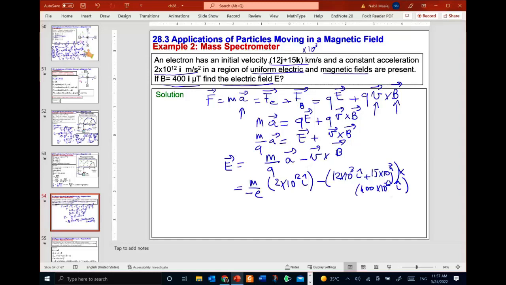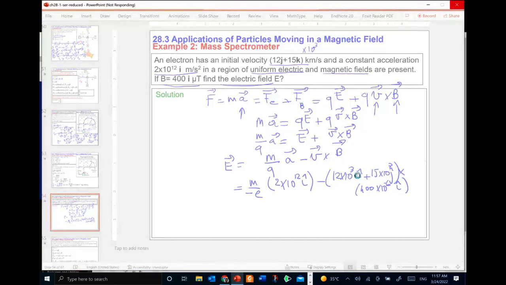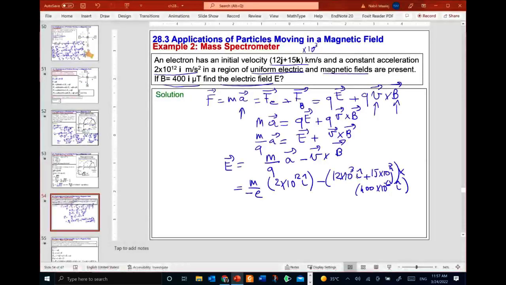Okay, so the velocity vector, oh sorry, thank you. You see that you can easily make a mistake between I and J. So it's J, not I. Otherwise you get confused. Okay, so now let's do this. So mass of the electron is 9.11 × 10⁻³¹ divided by minus 1.6 × 10⁻¹⁹, times 2 × 10⁻¹² I.